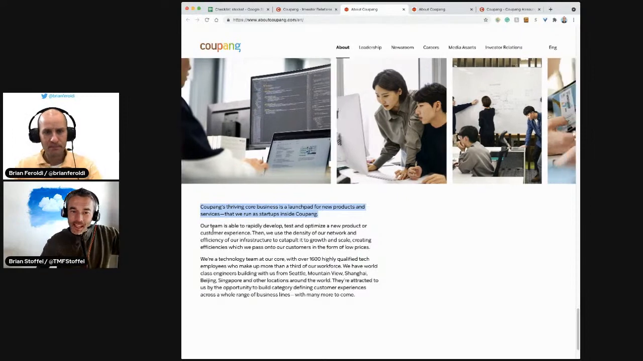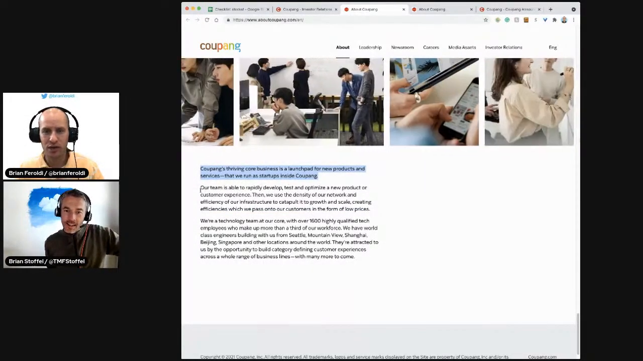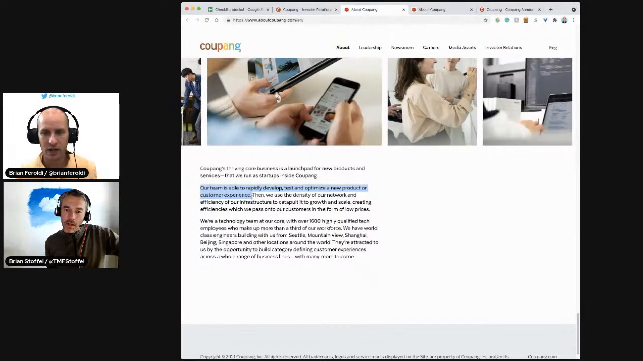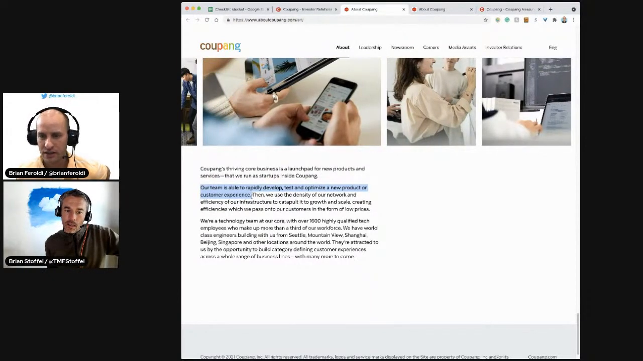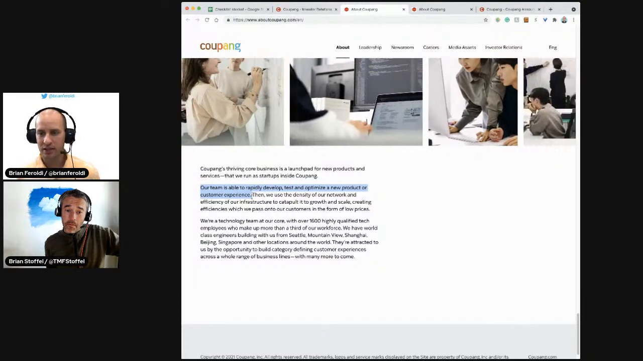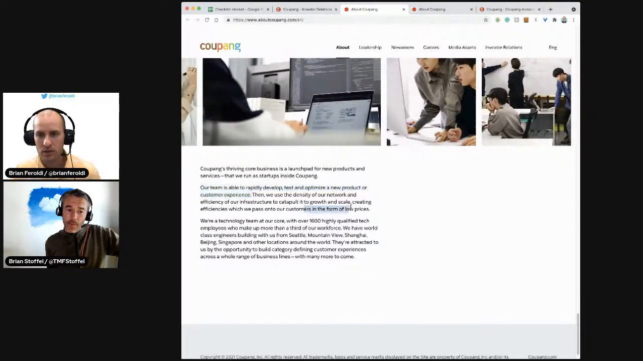Our team is able to rapidly develop, test, and optimize a new product or customer experience. Then we use the density of our network and the efficiency of our infrastructure to catapult it to growth and scale, creating efficiencies that we pass on to our customers in the form of low prices. Yeah, that's a barbell method.